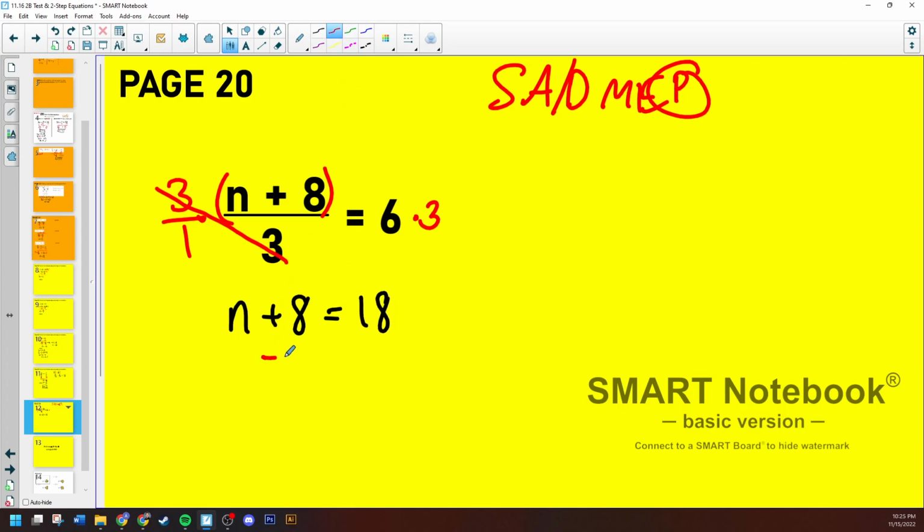And then we can go ahead and subtract 8 because it's the only thing left. So now we can do that subtraction we were looking to do earlier. So we get n is equal to 10. All right, and that's our end result.